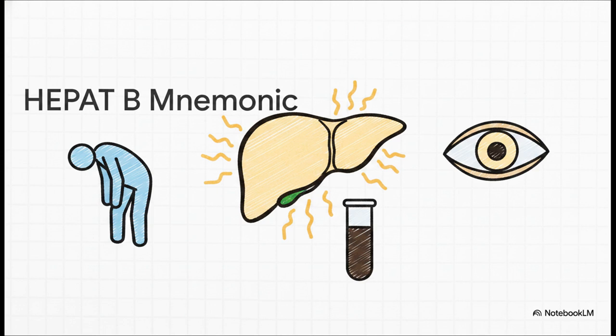When the liver can't process bilirubin from old red blood cells properly, it leaks into the skin and eyes, causing yellow jaundice, and spills into the urine, turning it dark.